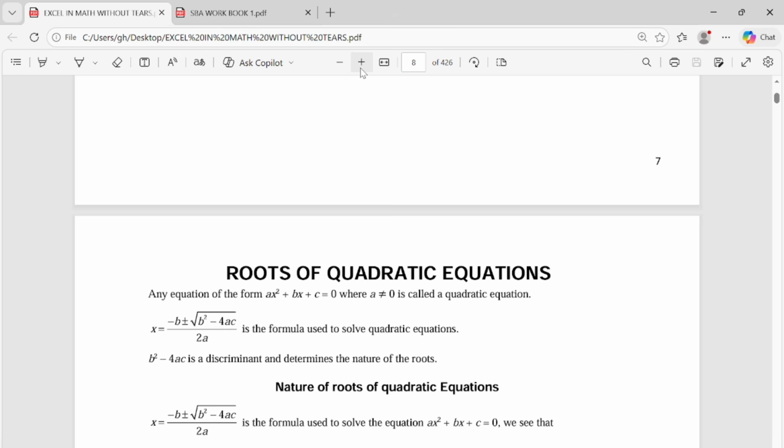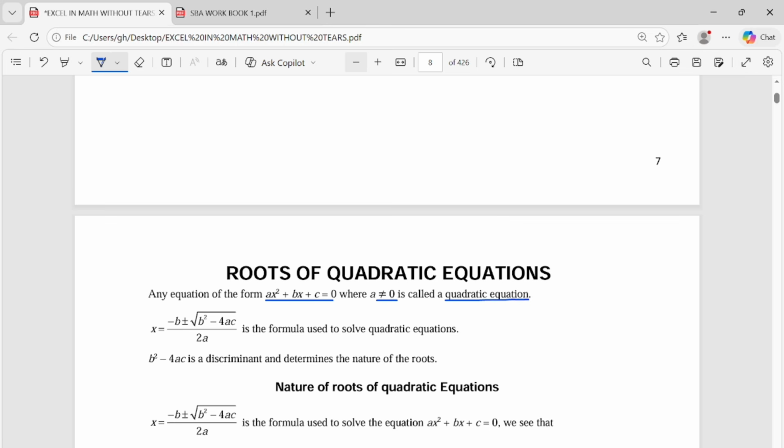So we are saying that any equation of the form ax squared plus bx plus c is equal to 0, where a is not equal to 0, is called a quadratic equation. Any equation of that form is called a quadratic equation.